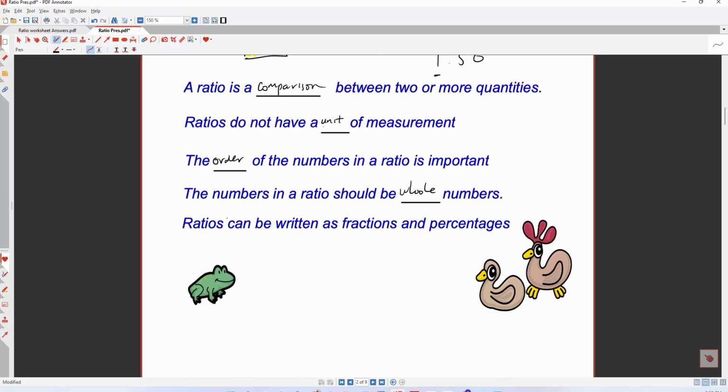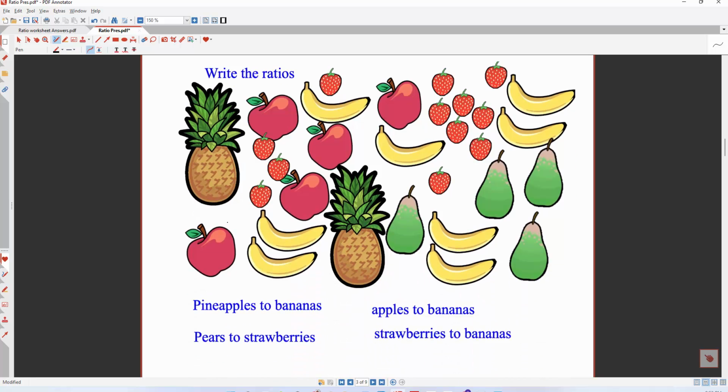All right, let's try it out with this example here. So write the ratios. What we're looking at is pineapples to bananas. So let's have a look at how many pineapples we've got. We've got 1 there and 1 there. So we've got 2 pineapples to how many bananas? We've got 1, 2, 3, 4, 5, 6, 7, 8. 2 to 8. Now we can actually write that ratio in a simpler way, because that can be written as a ratio of 1 to 4.